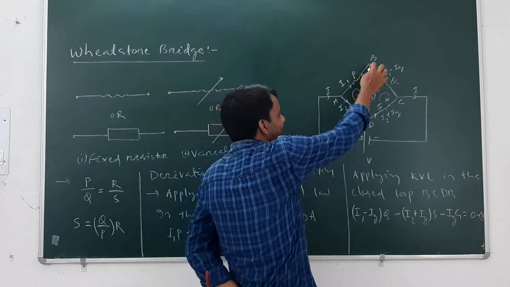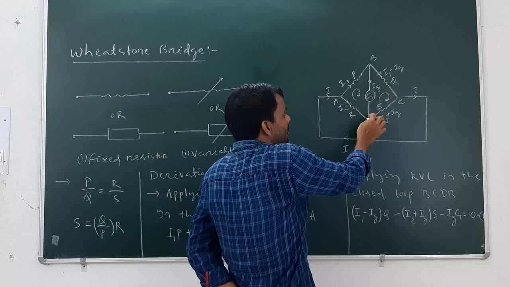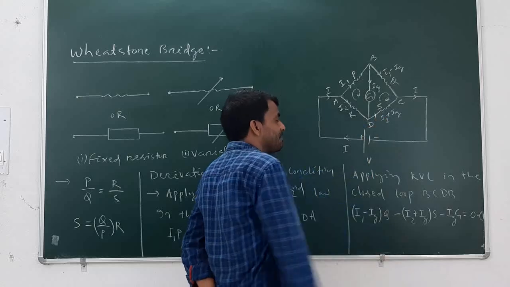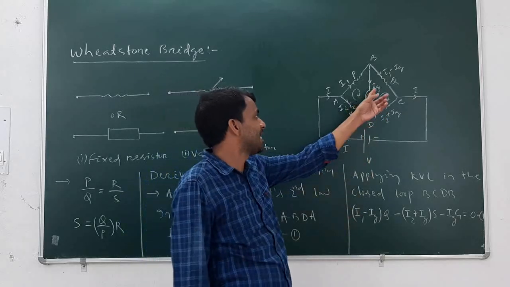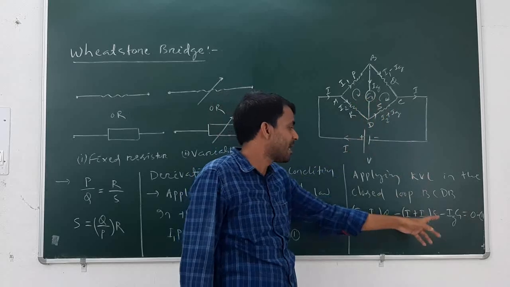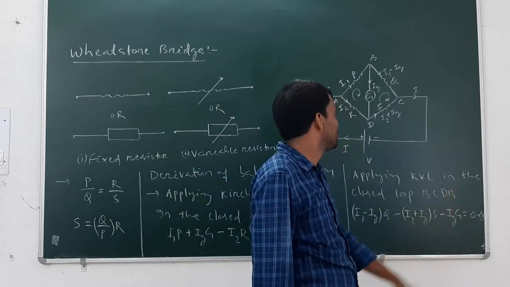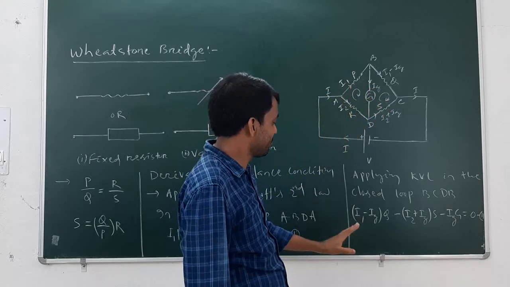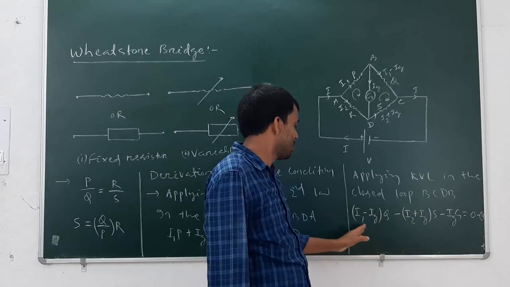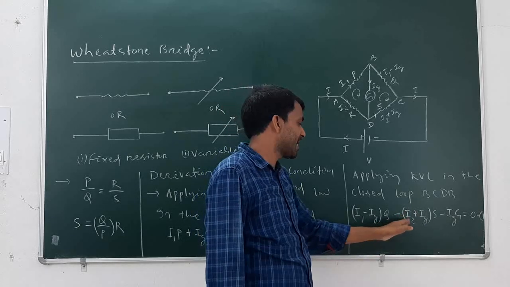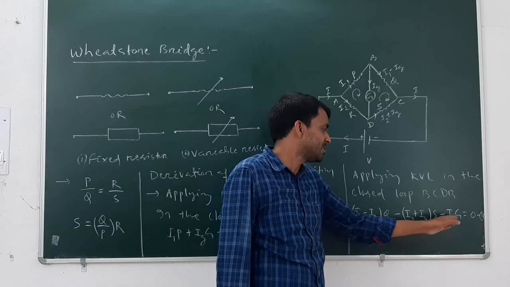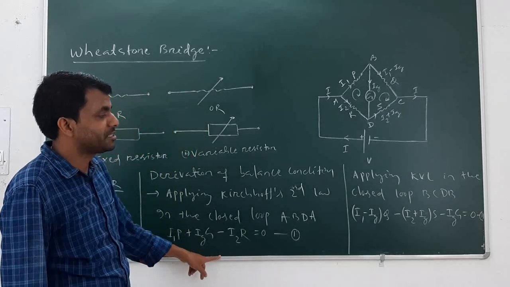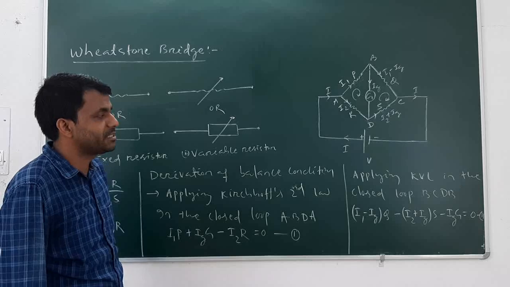Now comes to this branch BD. The direction of the loop is from D to B, but the current Ig is from B to D. Therefore, the product of current and resistance, meaning Ig into capital G, is negative. I have written here minus Ig into G. As there are no cells or EMFs, the total EMF is 0, means the sum of the products of current and resistance is equal to 0. (I1 minus Ig) Q minus (I2 plus Ig) S minus Ig G equal to 0. This is equation 2. Now we will solve these two equations, equation 1 and equation 2, in the balanced condition.